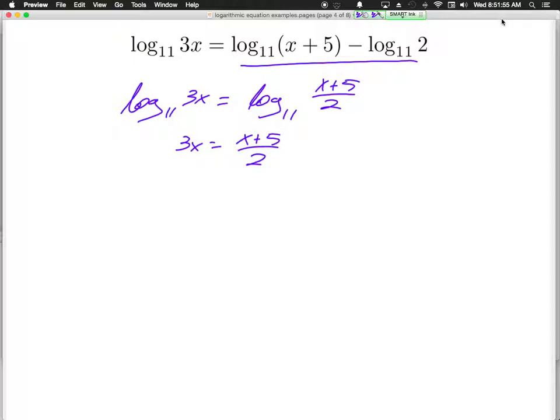Multiply by 2. 6x equals x plus 5. Subtract x. I get 5x equals 5, which means x equals 1. Do we like 1? Yes, we like 1. I get x equals 1.